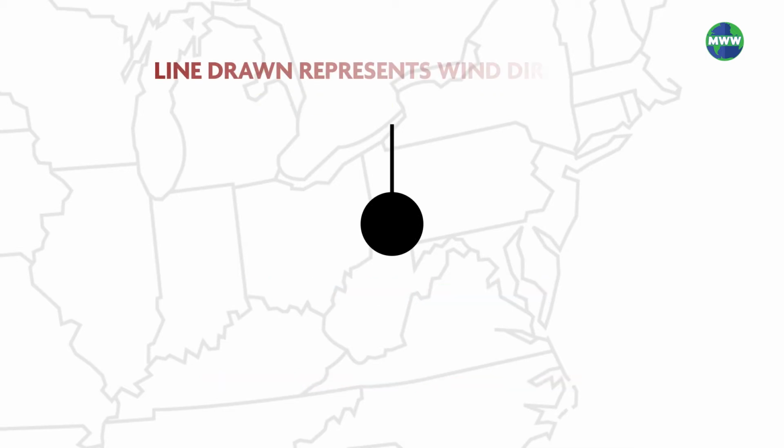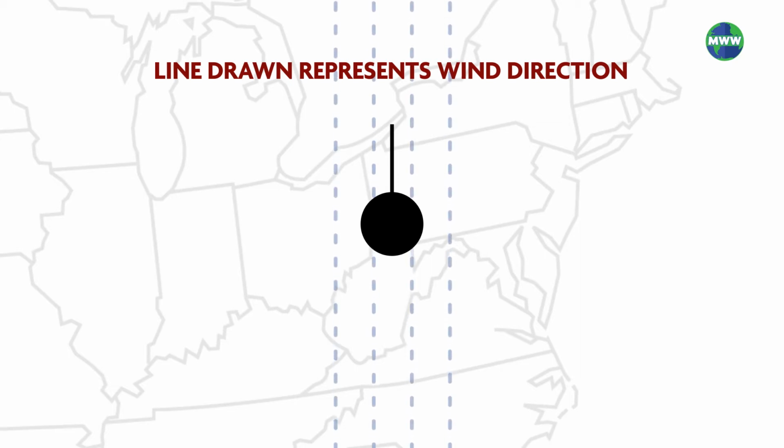Along the edge of the circle, you'll find a line drawn that represents wind direction. The direction it's pointed is where the winds are coming from. For example, if the line was pointed north, that would mean winds are coming from the north.